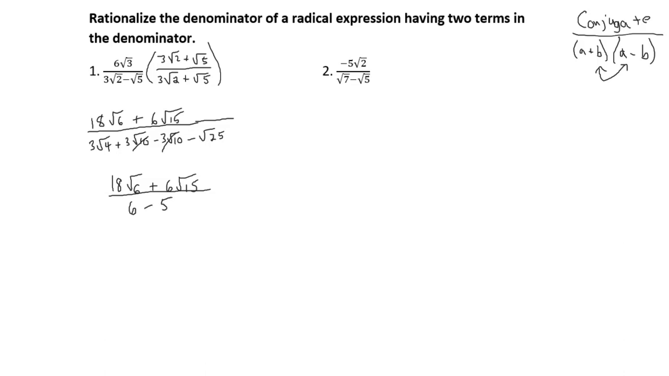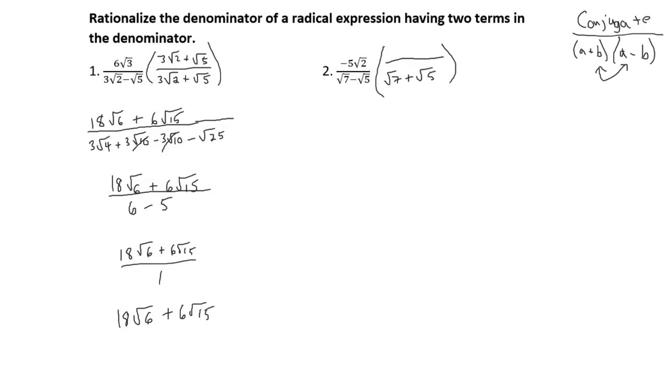And so when we divide by 1, we get 18 square root of 6 plus 6 square root of 15 over 1, which is just 18 square root of 6 plus 6 square root of 15. All right, let's look at our next one. So the conjugate of the bottom would be square root of 7 plus square root of 5 over square root of 7 plus square root of 5.